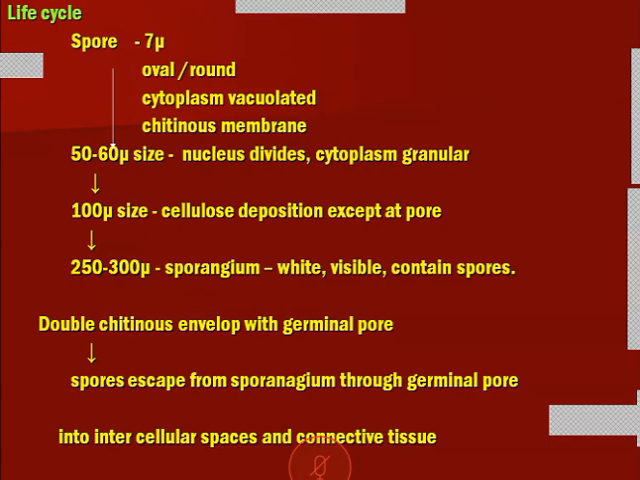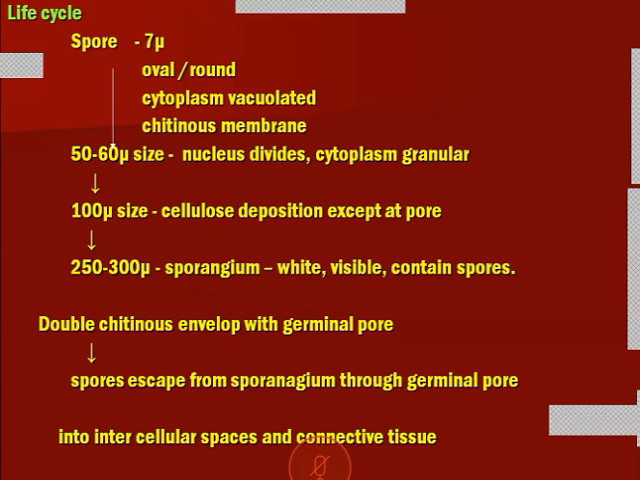Okay, good. So the life cycle: usually the spore will measure around 6 to 7 microns. It may be oval or round in shape. The cytoplasm of the spore will be vacuolated, and there is a chitinous membrane around the spore. Whenever it gets lodged in any surface of the respiratory tract, the nasal cavity or anywhere, it gradually grows to a size of 50 to 60 microns.